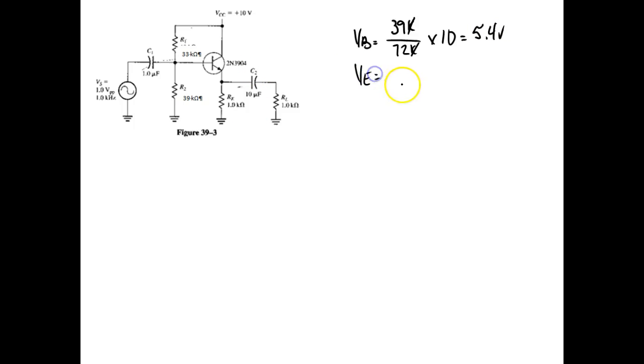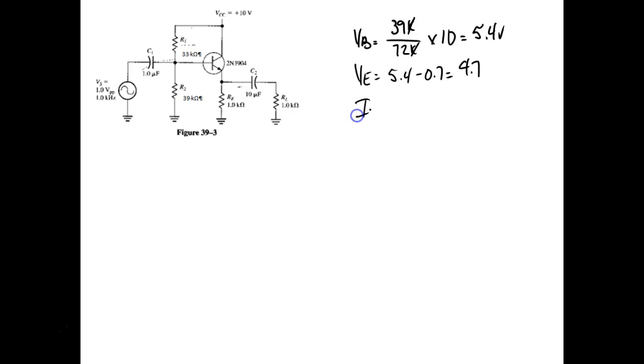VE would be equal to 5.4 minus 0.7. So what do we got? 4.7. Now notice the collector is connected directly to power. There's no collector resistor. So when the transistor turns on, the output voltage is going to go up. When the transistor turns off, the output voltage is going to go down. So the output is going to be in phase with the input.